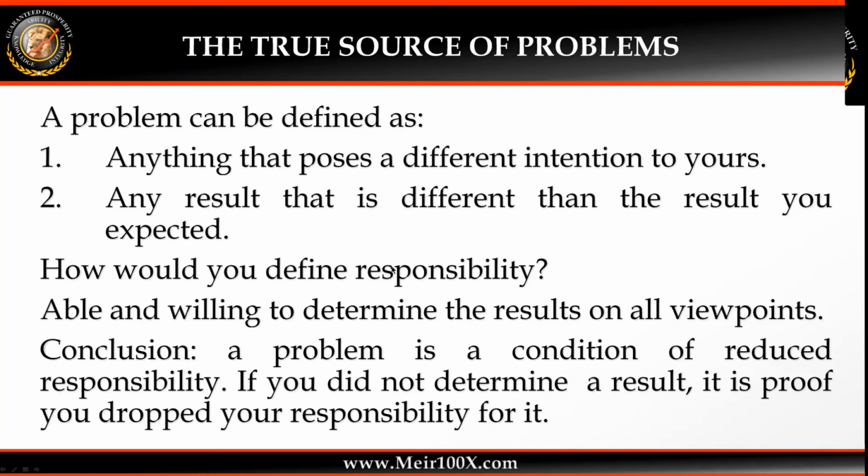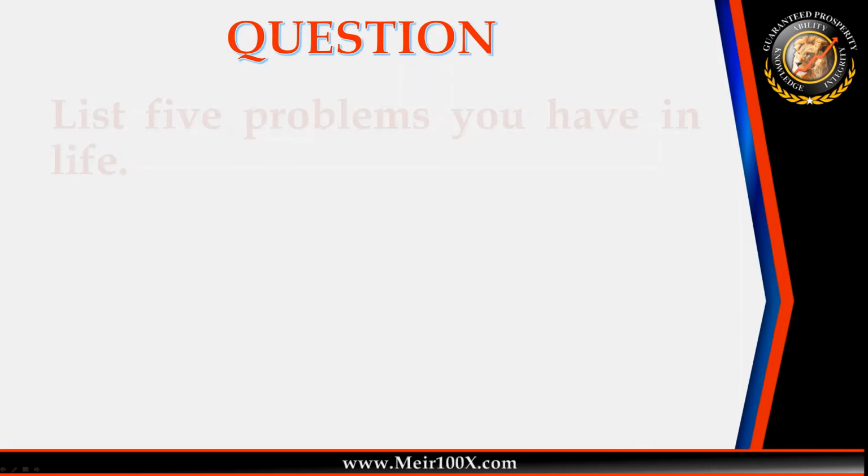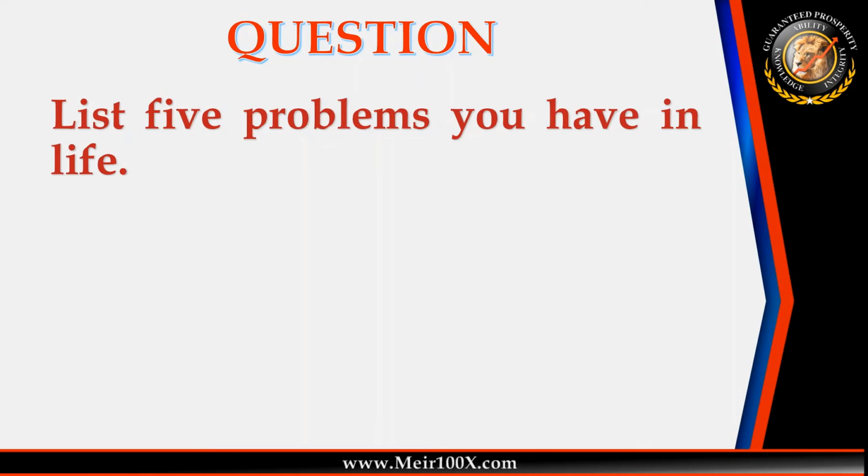Question. List 5 problems you have in life. We're going to use those problems. Just write down for yourself 5 problems you have in life. We're going to learn a lot about problems, and it's actually going to put you at cause over them. Okay, good. Now I want you to pick one problem. Pick the first one. Pick just one. Just select one. Just mark it.